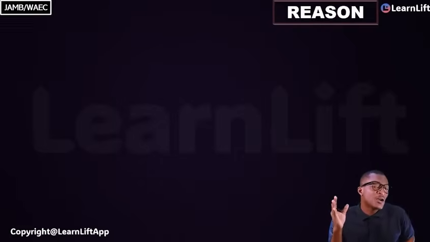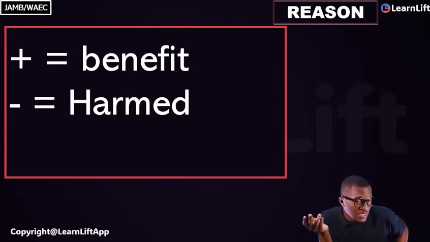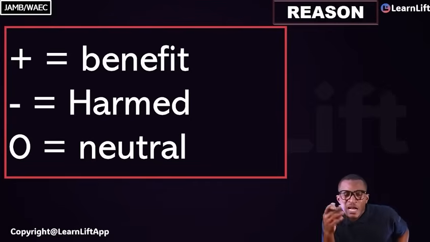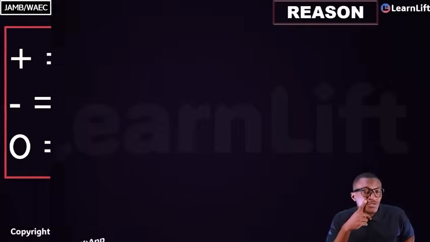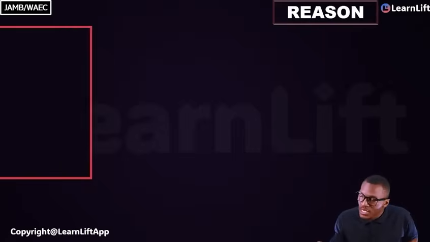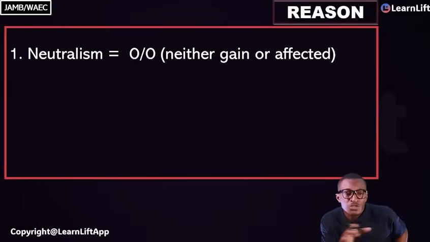I gave you the acronym to note that anytime you see positive, it means benefit. Negative means harm, and 0 means neutral. And I give you the 6. You should know this summary of the 6, because you can answer all past questions you are going to be asked. What are the 6? The first one is your neutralism, which is 0. Neither anybody is gaining.